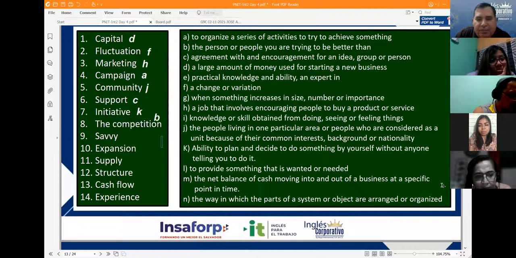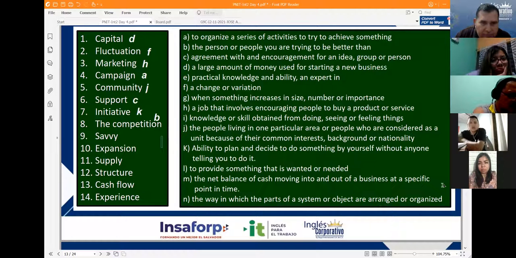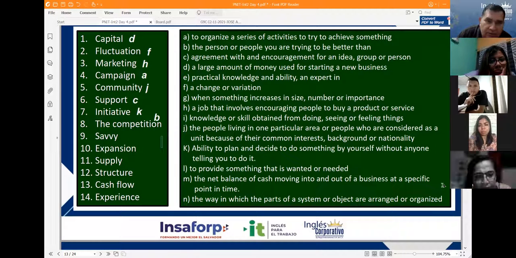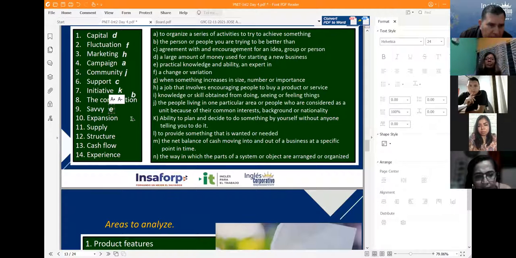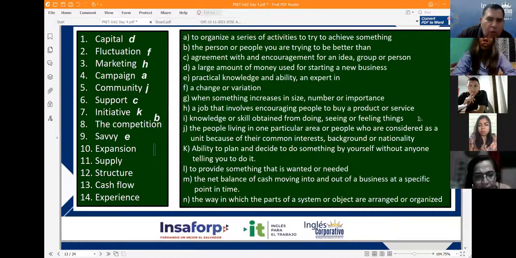Savvy. Not shabby, but savvy. So what is savvy? Letter N. Okay. Letter N, right? Another one could be, if you are technologically savvy, it means that you know about technology. Letter E, so. Letter E, practical knowledge and ability, an expert in. Absolutely. Now, expansion. My friends, what is expansion?